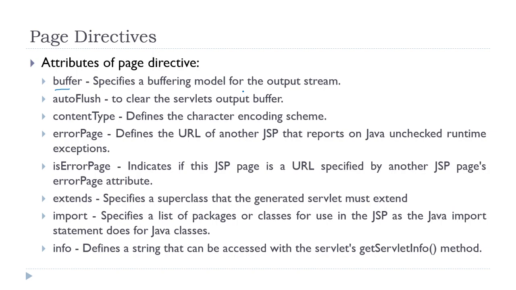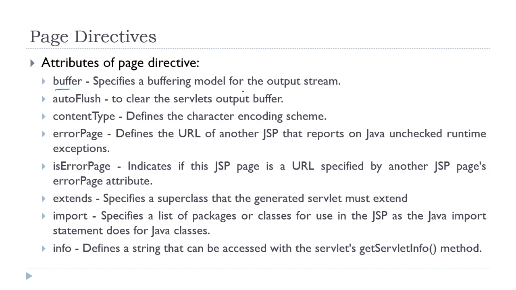Then there are attributes called errorPage and isErrorPage. These are used for exception handling. The errorPage attribute defines the URL of some other JSP page, and that JSP page will be the page which will be handling the exceptions that are occurring. Whenever an exception occurs on our JSP page, the control will be transferred to the error page, the URL which we have written as a value for the errorPage attribute.